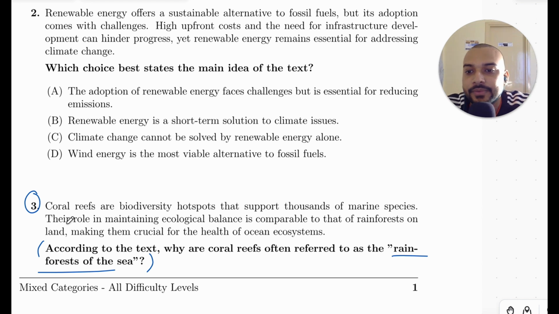Okay. Coral reefs are biodiversity hotspots that support thousands of marine species. Their role in maintaining ecological balance is comparable to that of rainforests on land, making them crucial for the health of ocean ecosystems. Okay. So they're like the biodiversity hotspots that support thousands of marine species. That's why they've been compared to what the rainforests do on land. Okay, let's see which option captures it in the best way.